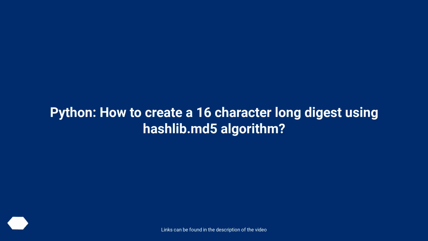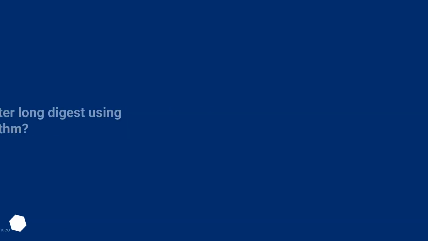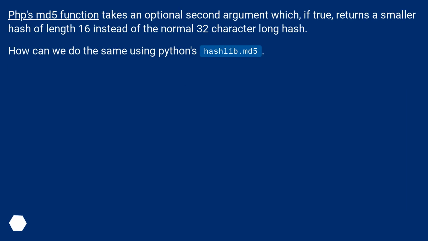Python, how to create a 16-character long digest using hashlib.md5 algorithm? PHP's MD5 function takes an optional second argument which, if true, returns a smaller hash of length 16 instead of the normal 32-character long hash. How can we do the same using Python's hashlib.md5?